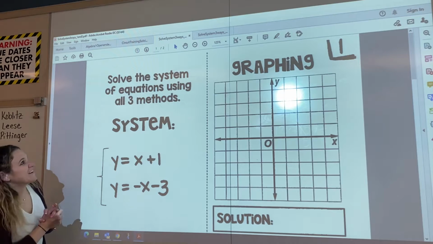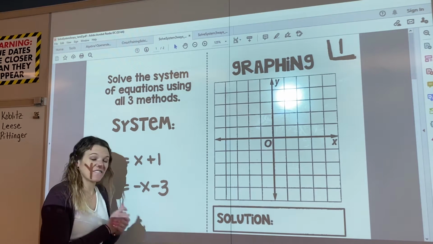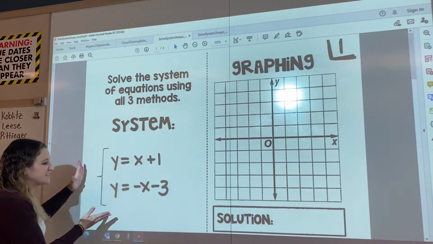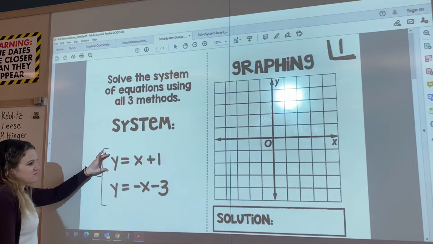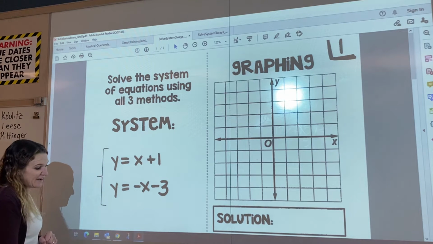Today we're going to be looking at 3 different ways of solving systems of linear equations. The first method is graphing. This is a little bit of a review. So here's our system. Our first equation, y equals x plus 1. And our second equation, y equals negative x minus 3.